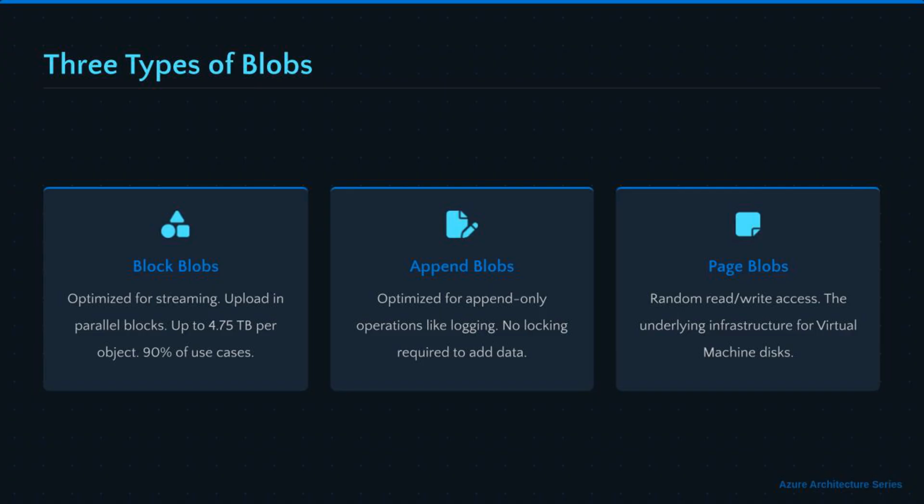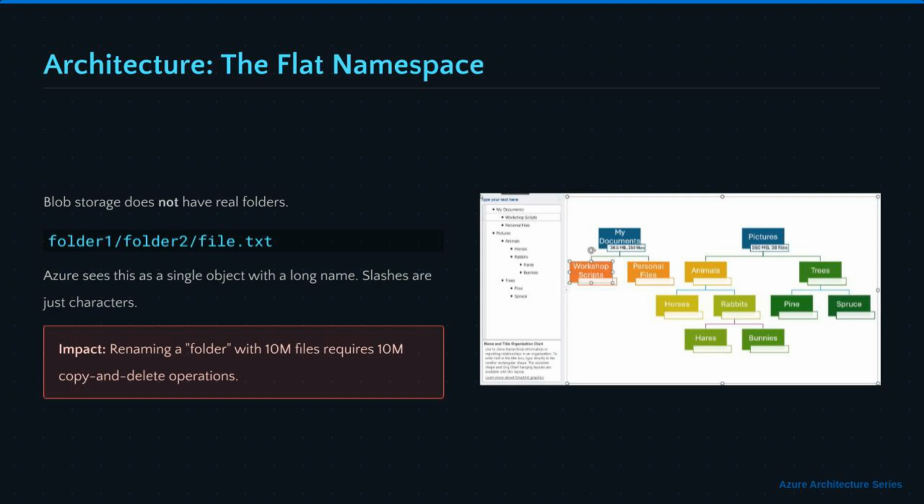Why does this matter? It matters for performance. Imagine you have a virtual directory named Folder1 that contains 10 million files. You decide to rename Folder1 to Archive. In a real file system, that is one operation. In a flat namespace, Azure has to perform 10 million individual rename operations. It has to copy every single object to the new name and delete the old one. This consumes massive amounts of compute, takes a long time, and costs you money for every single write operation.